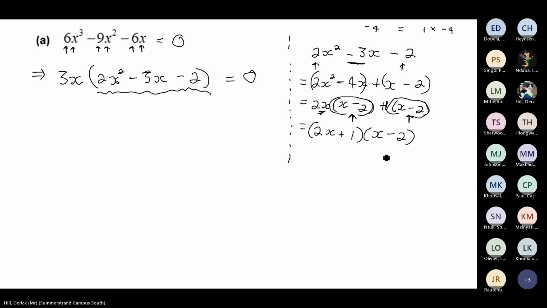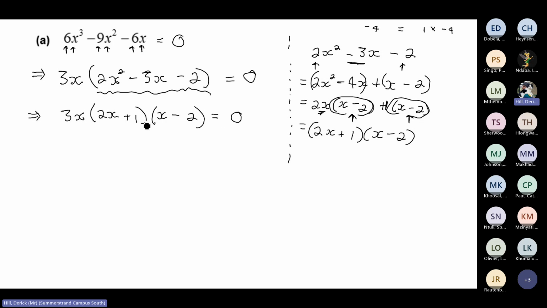Alrighty. Now we can put that back into our equation. Just give me a moment over here. All right, so we can sub that back in. This is supposed to be an arrow like that, but they get tricky to draw after a while. All right, so 3x times 2x plus 1 times x minus 2, and that is all equal to 0.